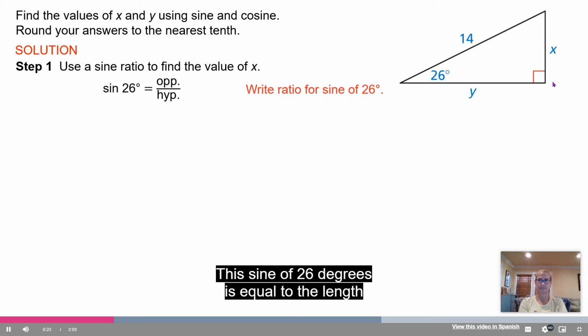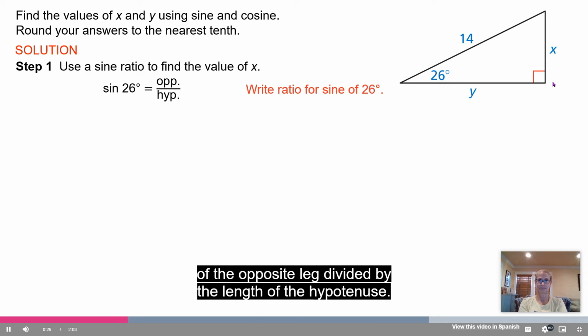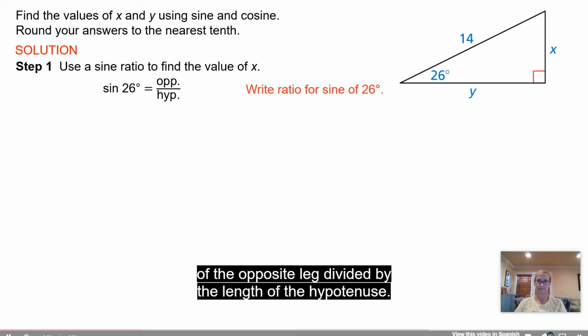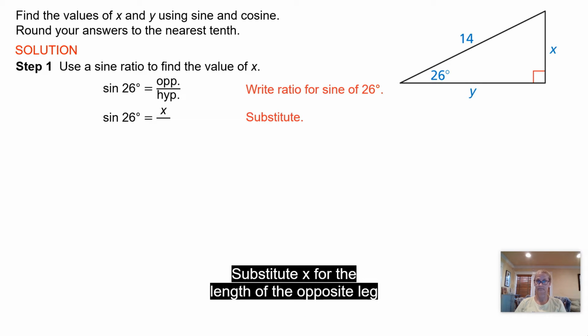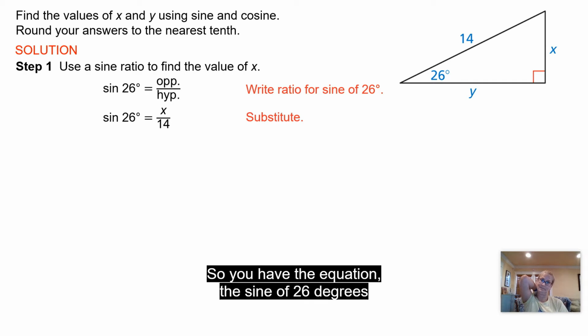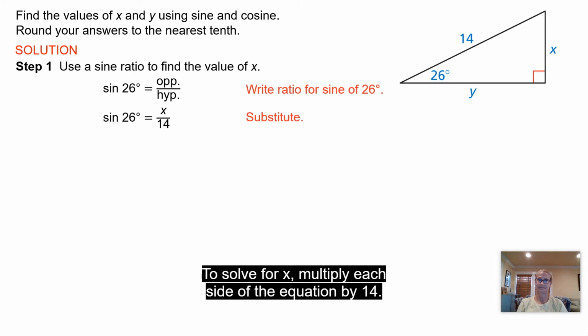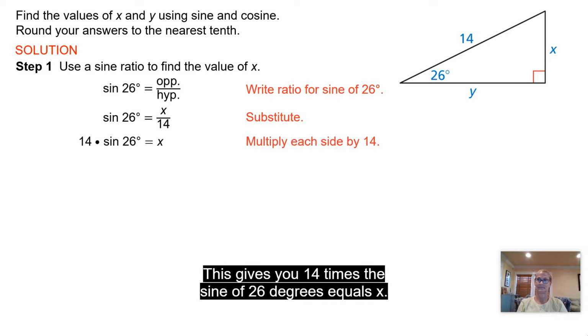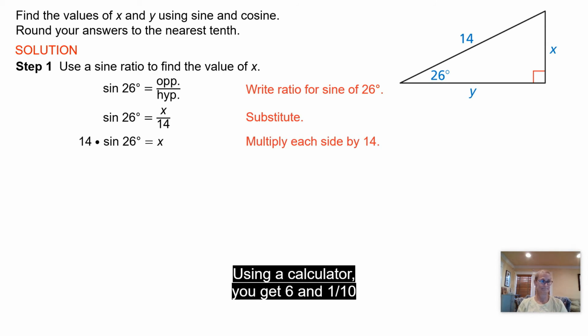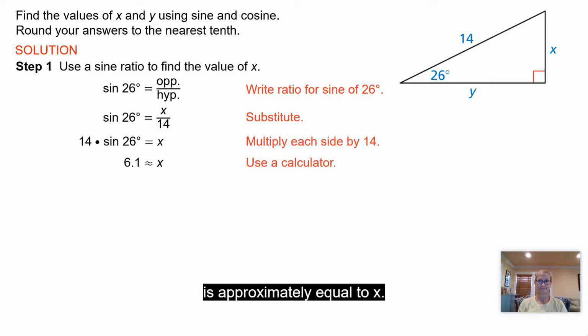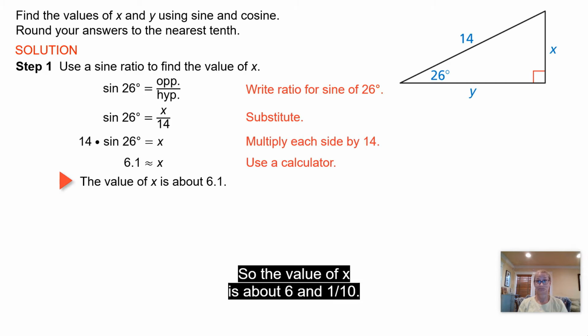The sine of 26 degrees is equal to the length of the opposite leg divided by the length of the hypotenuse. Substitute x for the length of the opposite leg and 14 for the length of the hypotenuse. So, you have the equation, the sine of 26 degrees equals x divided by 14. To solve for x, multiply each side of the equation by 14. This gives you 14 times the sine of 26 degrees equals x. Using a calculator, you get 6.1 is approximately equal to x. So, the value of x is about 6.1.